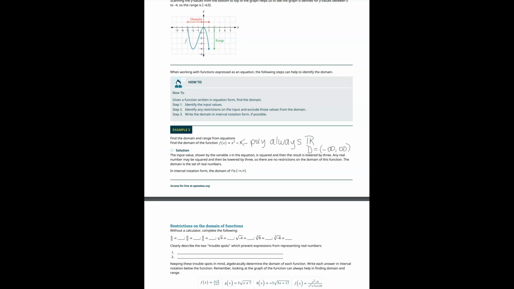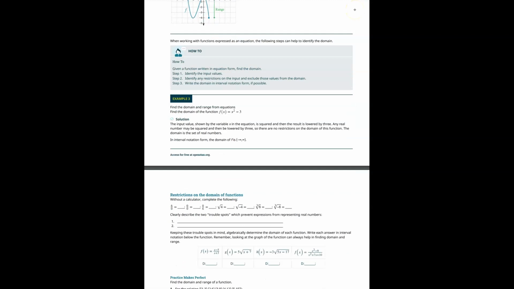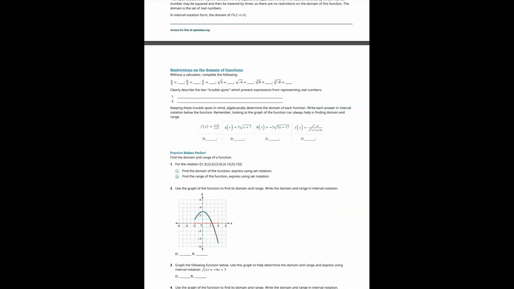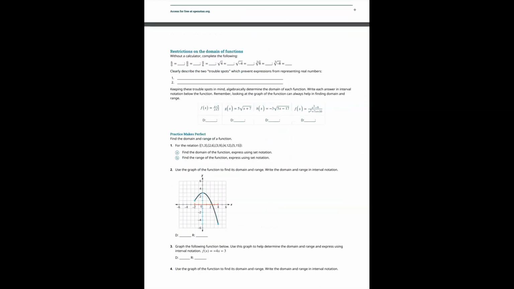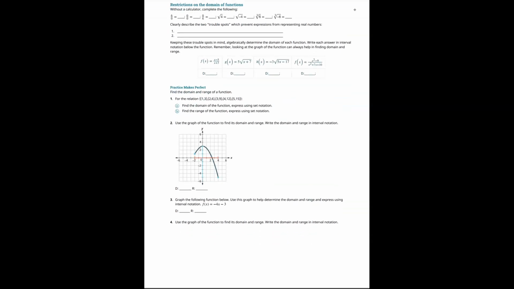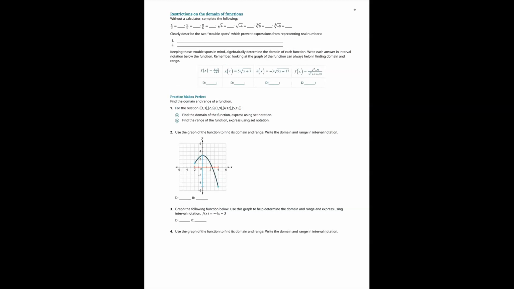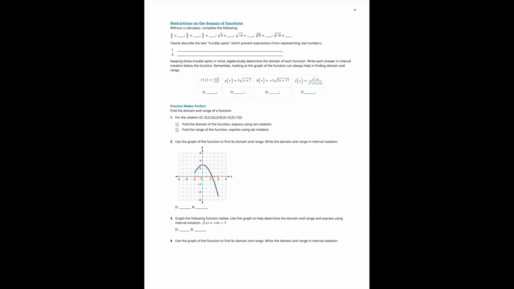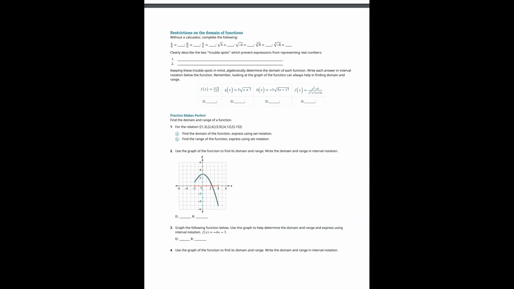Okay, so let's look down here. I'm going to clear that real quick, and we're going to go on down, and we're going to look at this next one. Talks about restrictions on the domain. So let me go back up a little bit so I have a little bit of room. There we go.